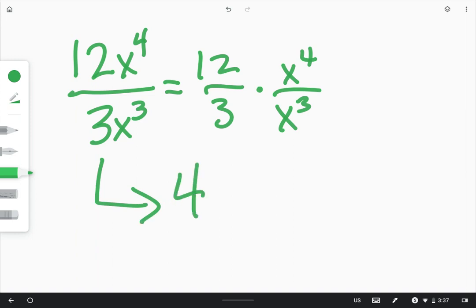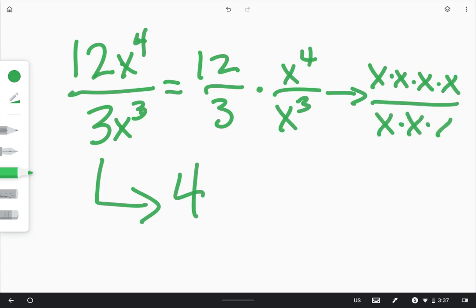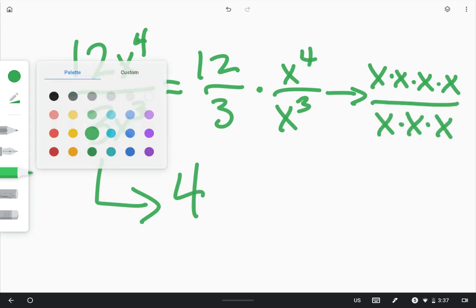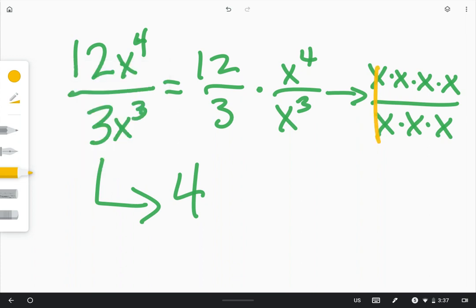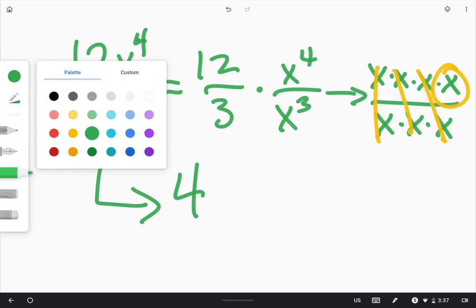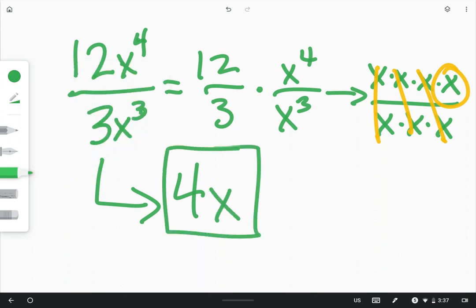12 divided by 3 is 4. x to the fourth divided by x to the third. Well, when you have this, think of it as x times x times x times x over x times x times x. And we are canceling out 1, 2, 3 of those, leaving me with just 1x. And so this will be the final answer for this one.